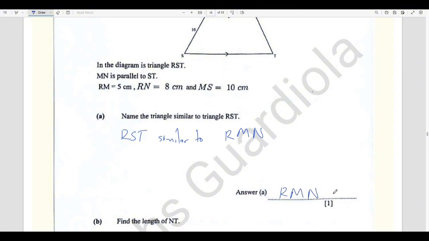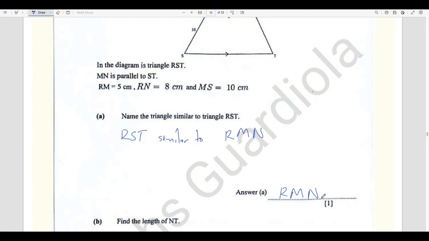The next part says find the length of NT. Okay, so if we are to look at our triangle there, we are going to get an idea of what we are supposed to do to get this length of NT.